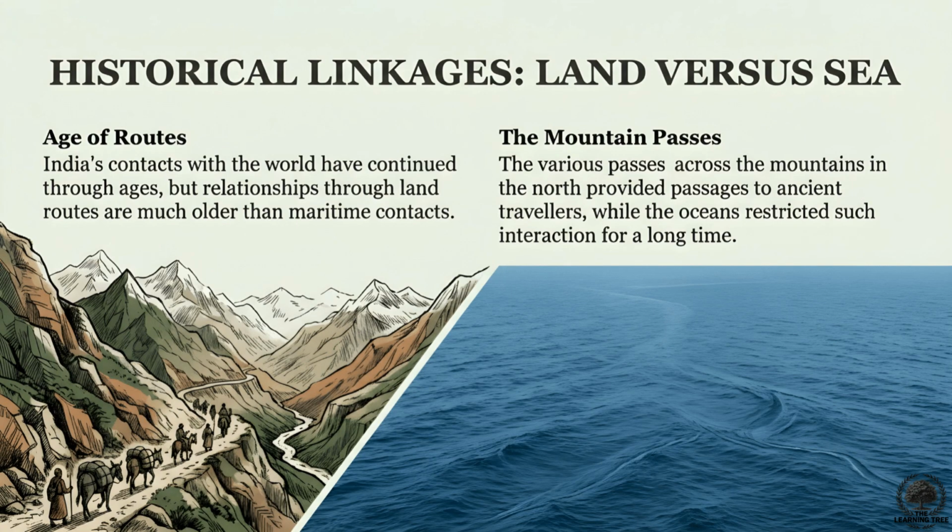India's interaction with the world has continued since ancient times. Initially, land routes were more important than sea routes. Mountain passes in the north allowed travelers, traders, and scholars to enter and leave India. For a long time, oceans acted as barriers rather than connectors. Over time, maritime routes became more significant, leading to wider cultural exchange.